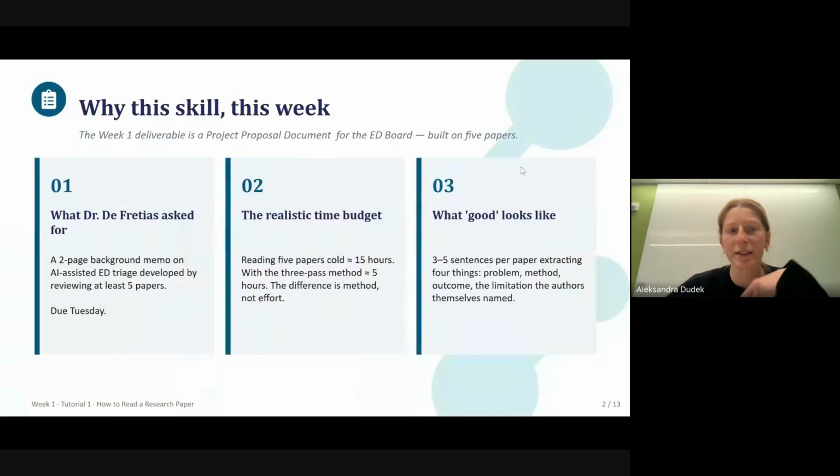So again, why this skill this week? The week one deliverable is a project proposal document for the ED board, and you have to build it based on 5 papers. So you've got to find 5 good papers and then make sure you understand them. So to begin, what's being asked for is a 2-page background memo on AI-assisted ED triage developed by reviewing at least those 5 papers, and that's going to be due Tuesday.